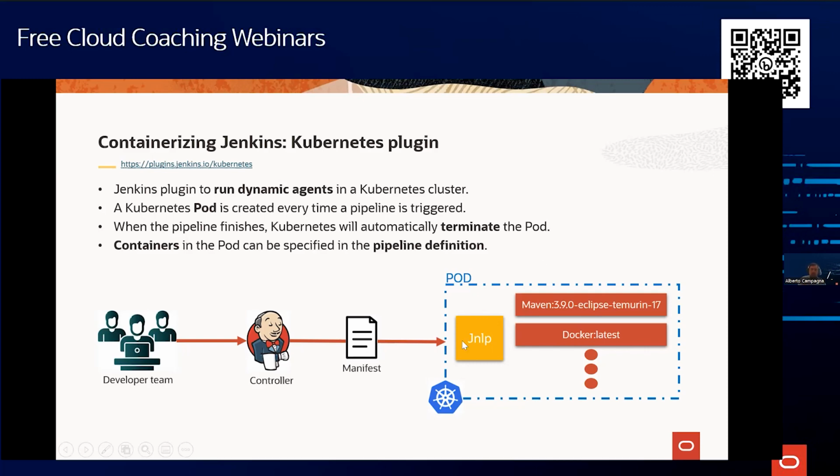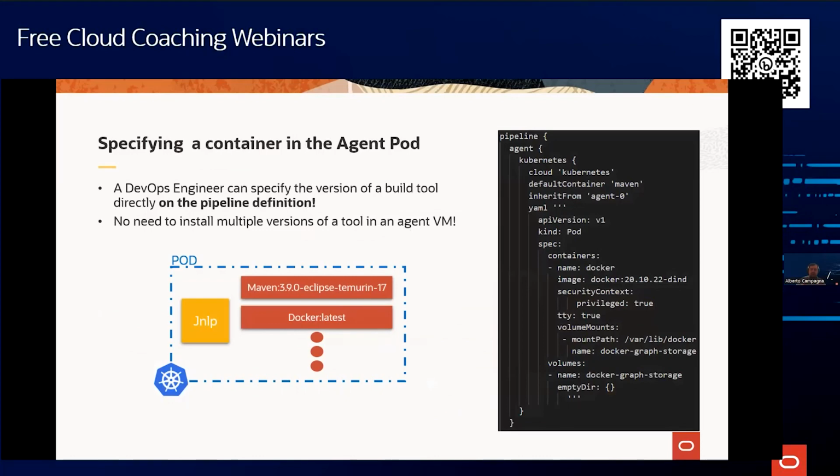The pod is composed of many containers. One container that is absolutely essential is the JNLP. This container will ensure the connection with the Jenkins controller. And inside the pod, there can also be many other containers. That's why it's really useful, because the containers defined in the agent pod can be defined directly in the Jenkinsfile, in the pipeline definition.